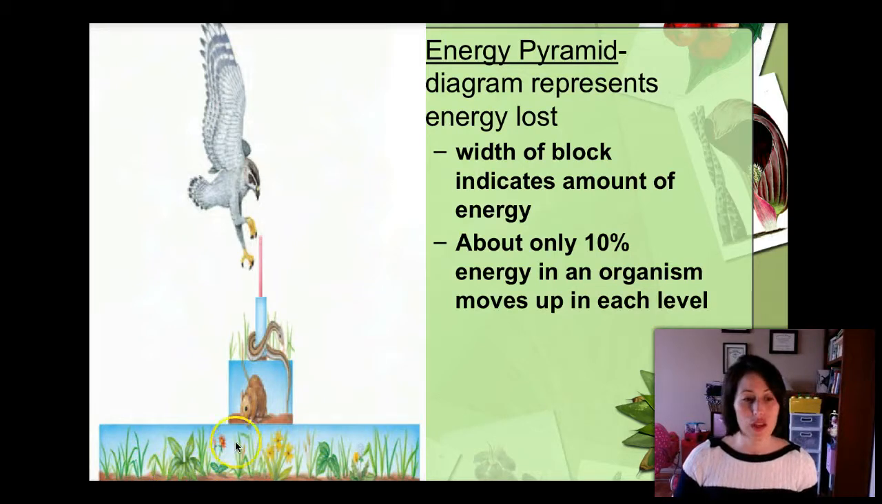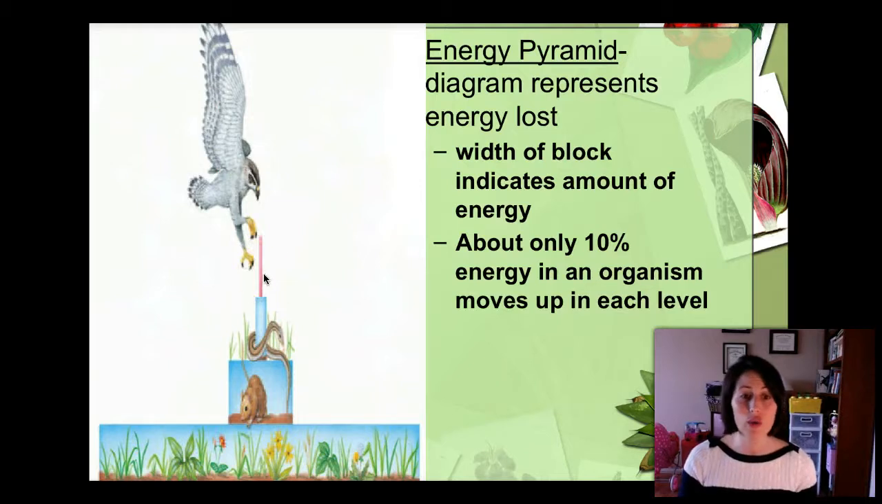Okay, so if you look here, we have 100% at this level. If 10% of the energy moves up, then how much energy is going to be available to this mouse? Hopefully you said 10%. Okay, now the snake is going to eat the mouse. How much energy is that going to get? Well, it's only going to get 10% of 10%. So that is 1% of energy. So when you keep moving up, there's less and less and less energy available.